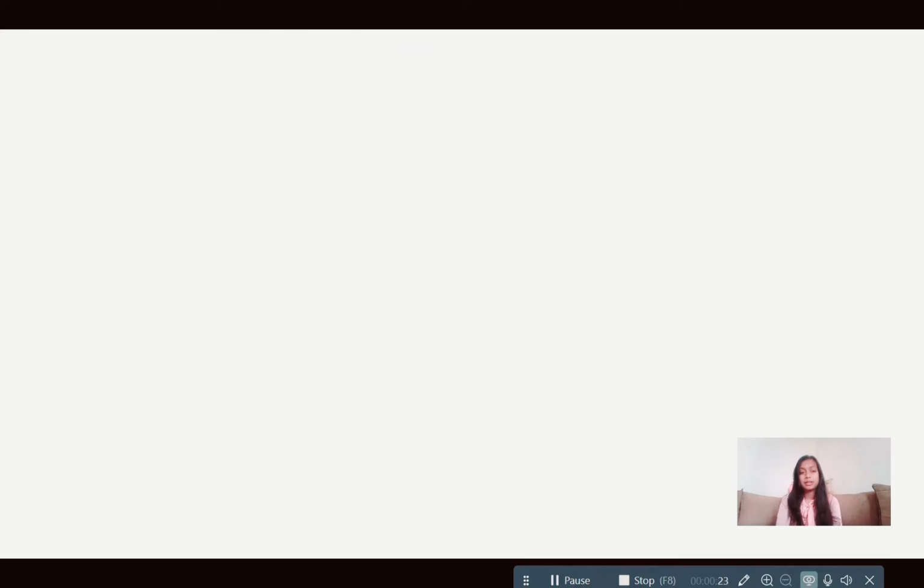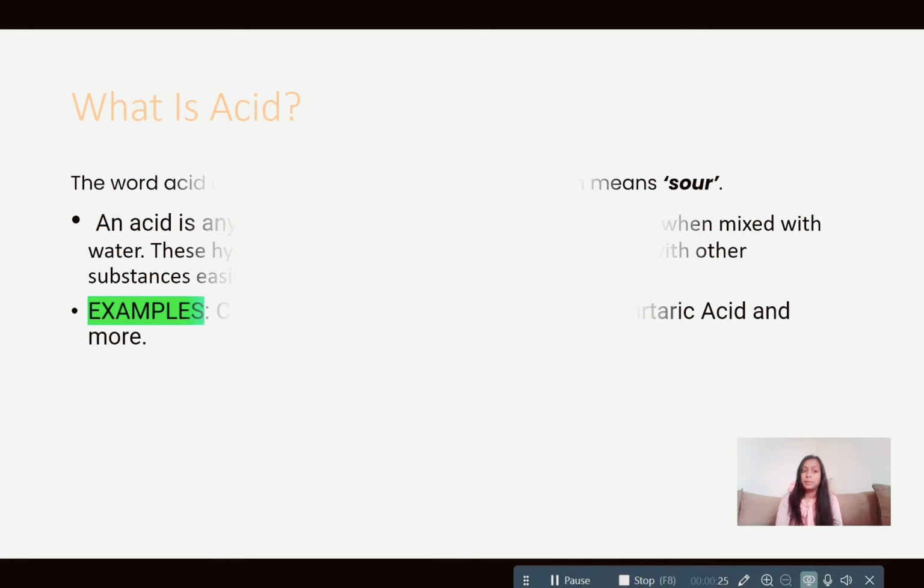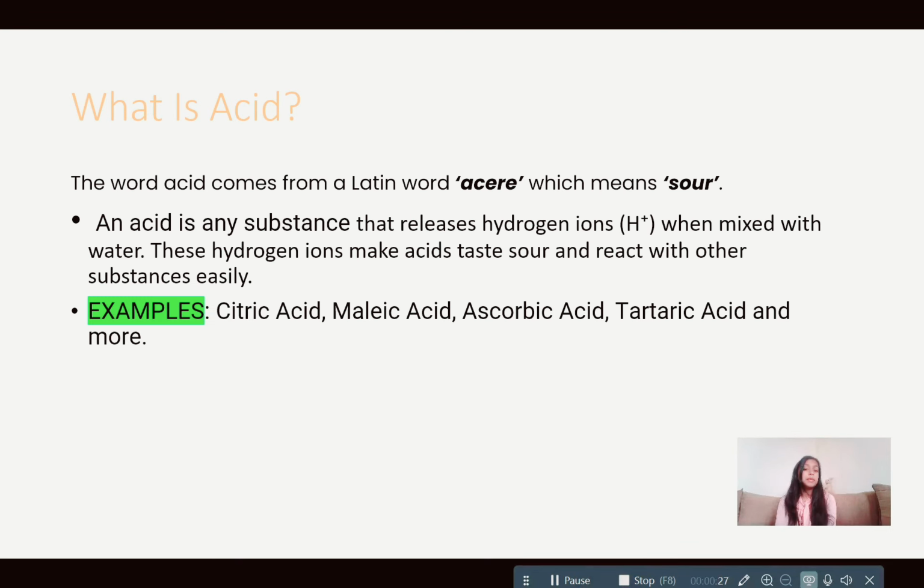So let us start. What is an acid? The word acid comes from a Latin word named acer, which means sour. Sour is the English word for acer. An acid is any substance that releases hydrogen ions when mixed with water, okay? These hydrogen ions make acids taste sour. So the taste of acids is sour. This is one property of acid.